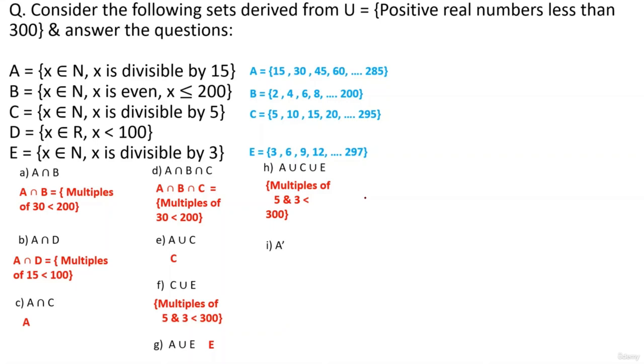All right. So A dash or A complement means numbers or elements which are there in the universal set, but not there in A. So guys, what does A denote? A denotes multiples of 15. So universal set में से you remove all multiples of 15, क्या बचेगा? Non-multiples of 15, and that's the answer for A dash. Okay, guys. So let's go on to the next one. The next one is similarly B complement.